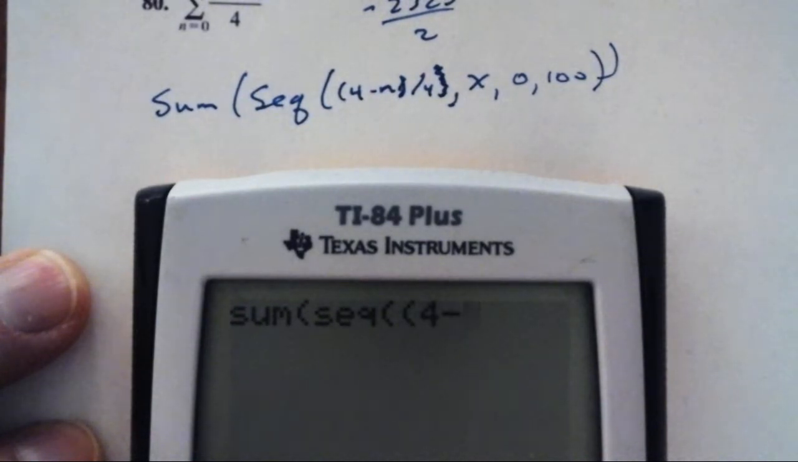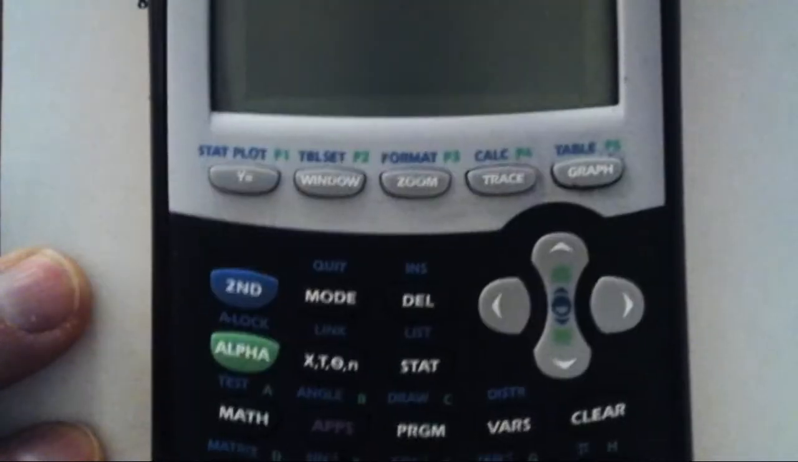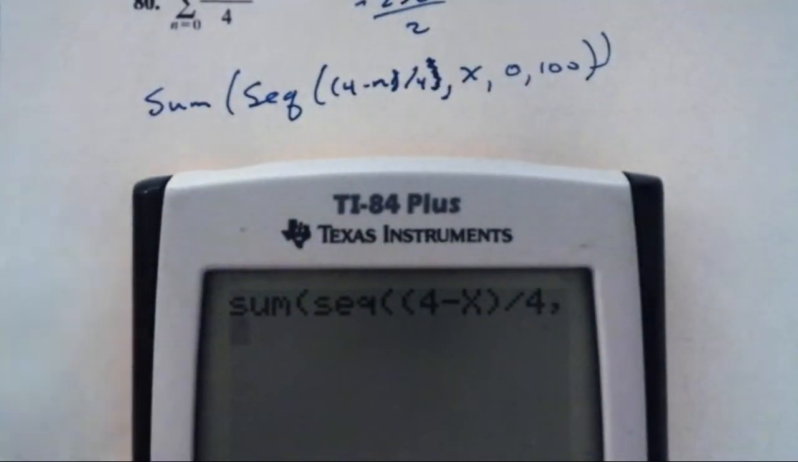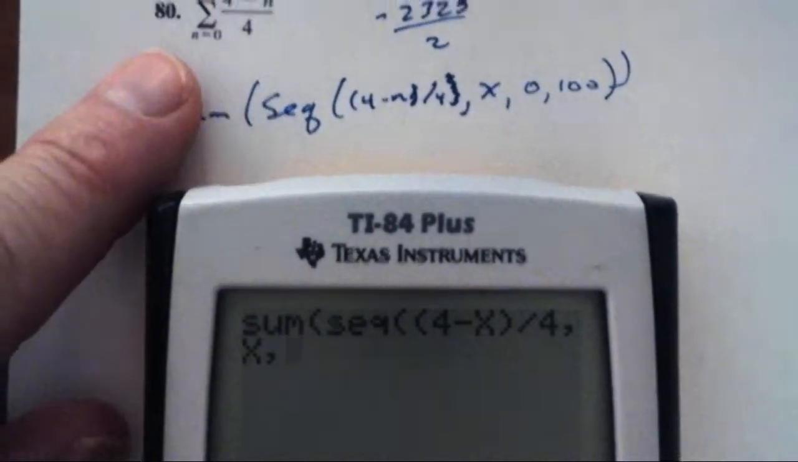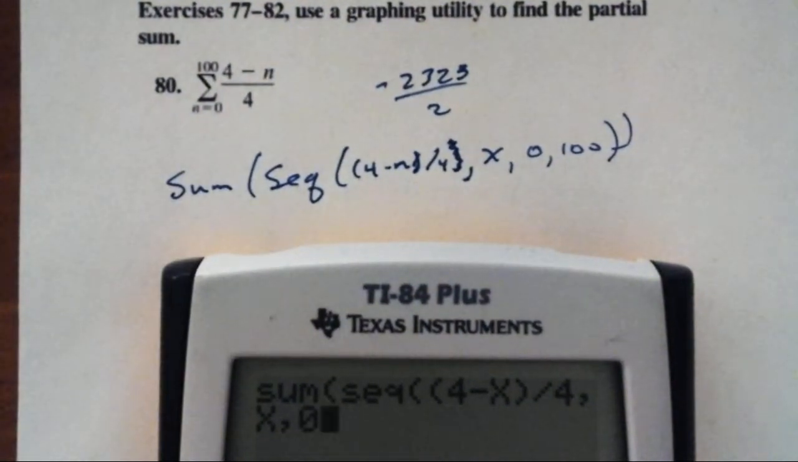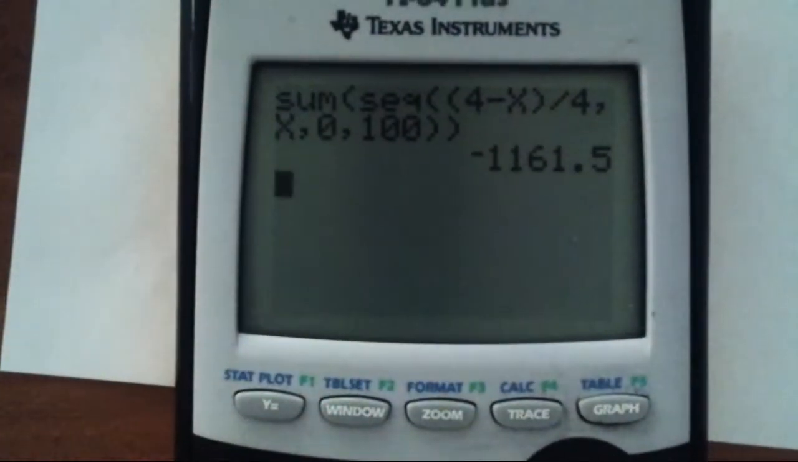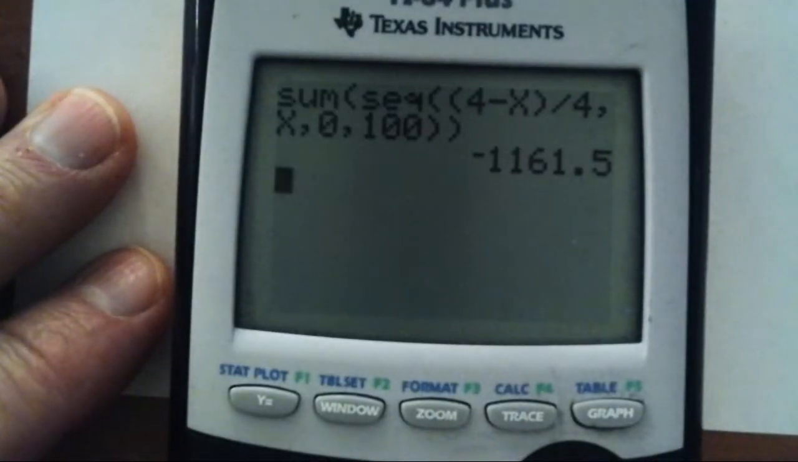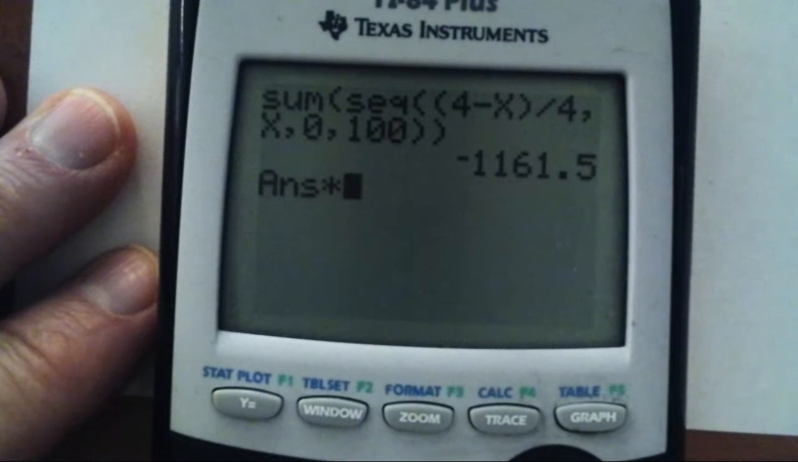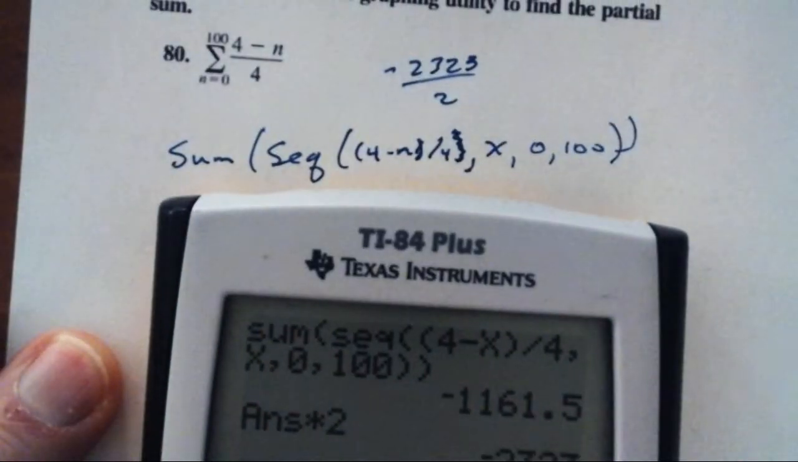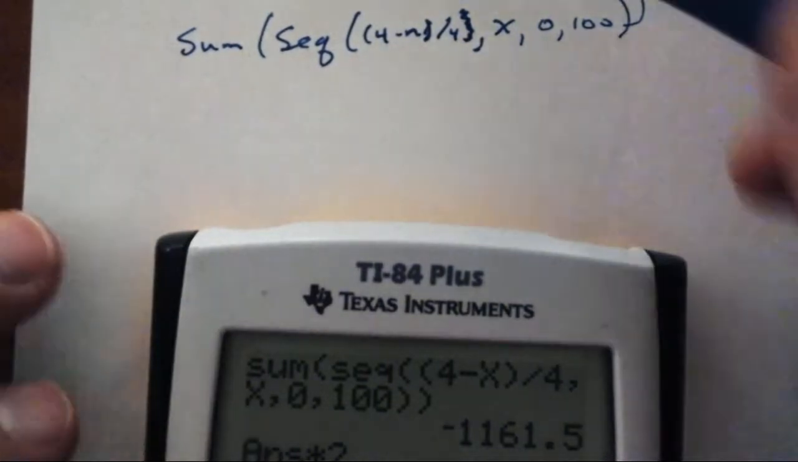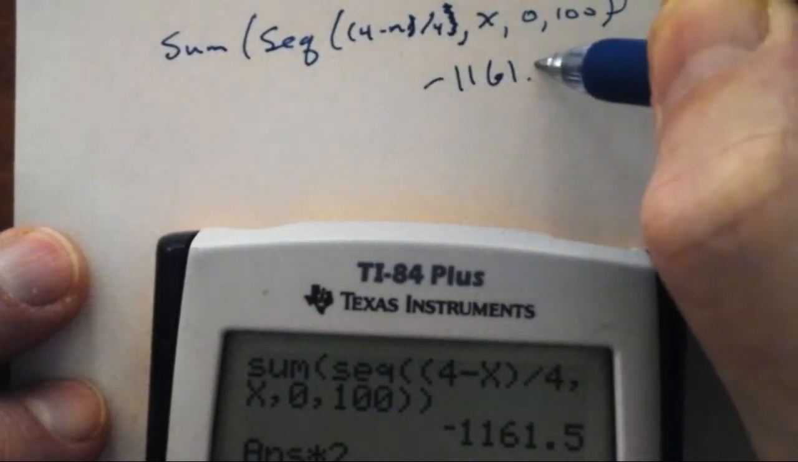Now I get to enter the formula. Numerator, 4 minus n, or x. Close those parentheses. Divide that by 4. Comma, right above the 7. Comma, as x, comma, goes from, let's see, 0, comma, to 100. And I get negative 1161.5. If I multiply that by 2 just for checking purposes, there's my negative 2323. So that way we would get negative 1161.5, which is equivalent to that.